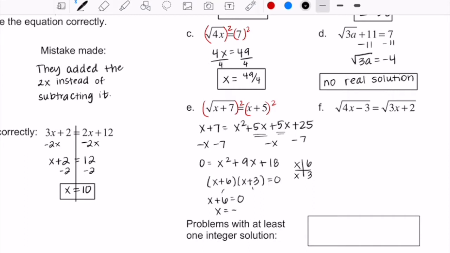Here I'll subtract the 6 from both sides to get negative 6. And then on this one, I'll subtract the 3 from both sides, and I'll get negative 3. Remember, the directions on this one said at least one integer solution. Both of these are integers, and so I'll include E when I write my answer later.